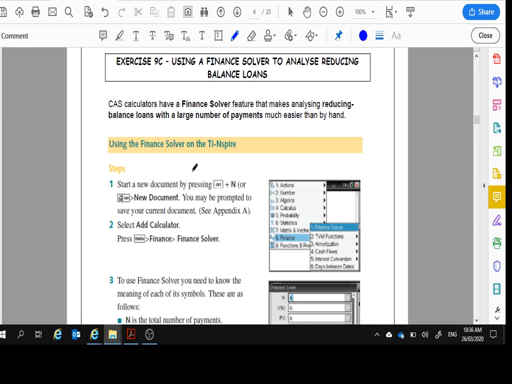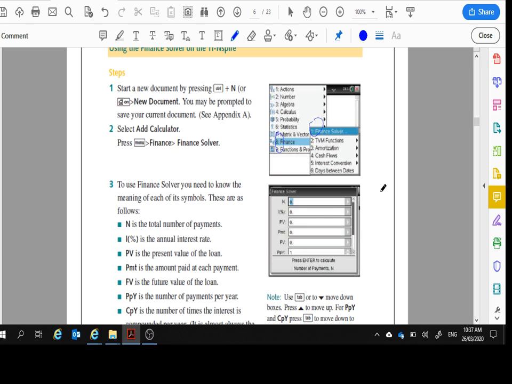Now we're going to be using Finance Solver to work out our reducing balance loans. Anything that says compound, you can most of the time use Finance Solver. Where do you find Finance Solver? If you go to Menu, then number 8, Finance, and then number 1, Finance Solver. That's where you get it, and it'll come up with this right here.